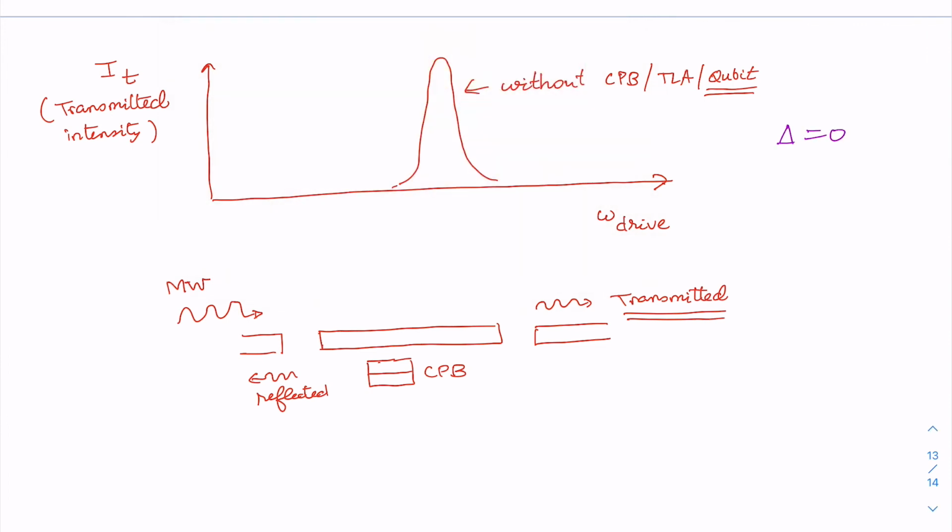Now when this drive frequency matches the atomic transition frequency, that means when the detuning parameter delta is equal to 0, what they observed is two peaks instead of this single peak. And this is the case when detuning is equal to 0. The spacing between these two peaks was found to be 2g, where g is the coupling strength between the Cooper pair box and the microwave signal, right? So this is what they observed experimentally.